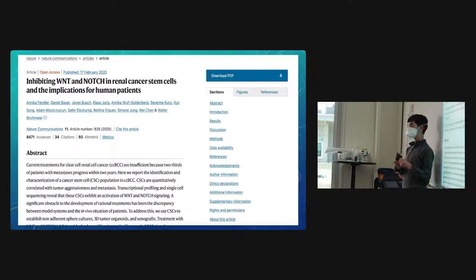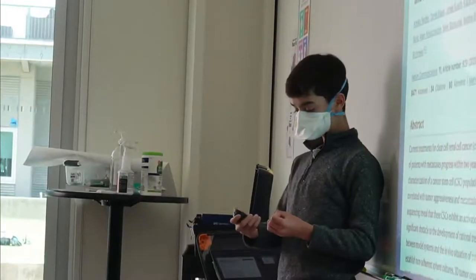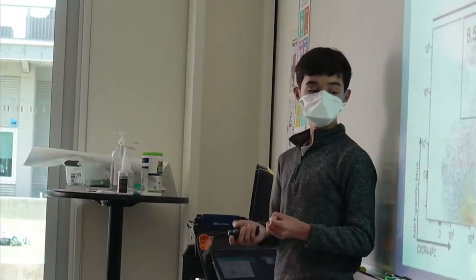The novelty of this paper lies in the techniques that it advocates are better for modeling cancer in a test tube. And so what the researchers tried to do was they used renal cell carcinoma. They had some patients undergo surgery and took out little bits of their tumor, which they grew in their lab. And then they tried to isolate populations of cancer stem cells in order to make sure their models had a high concentration of these deadly stem cells. And so you can see the results of that in this graph.